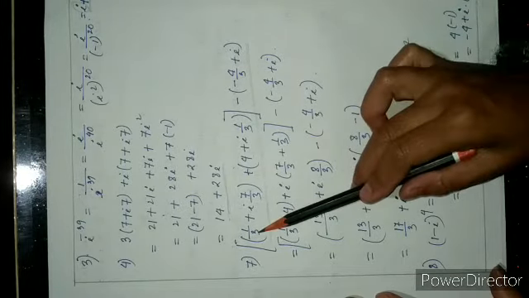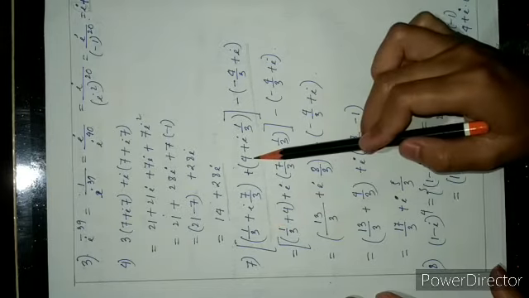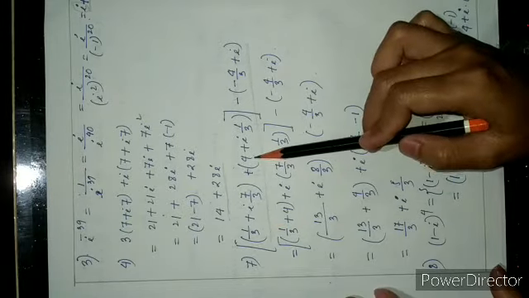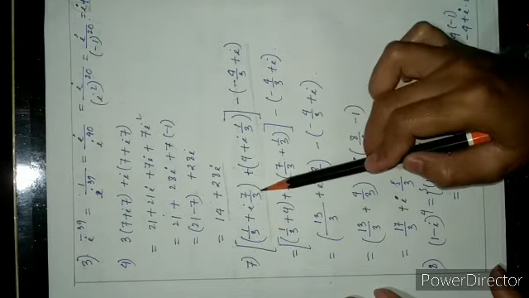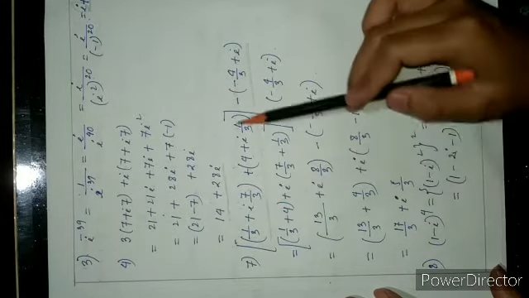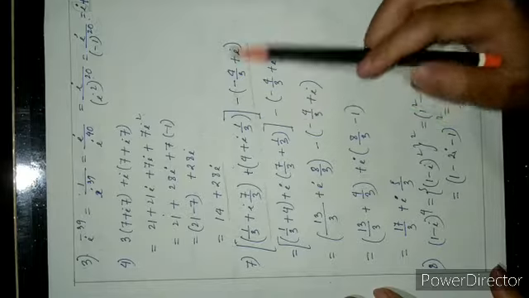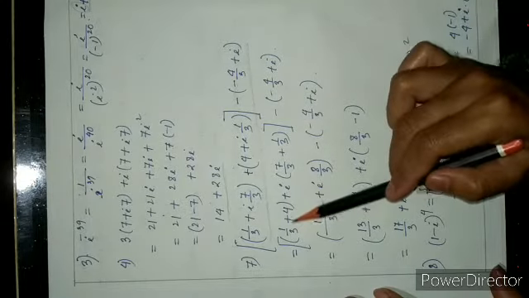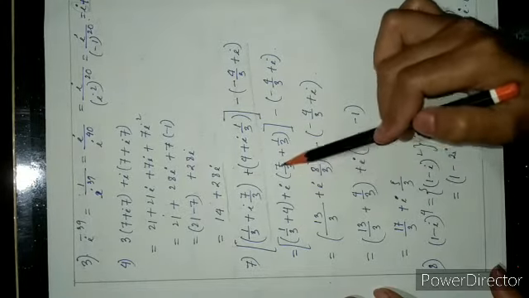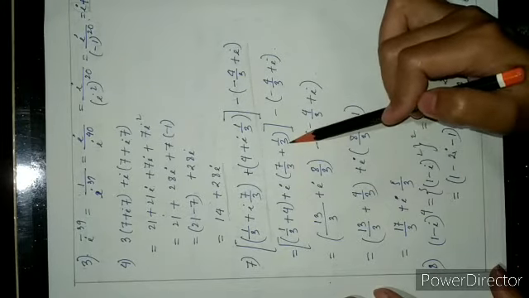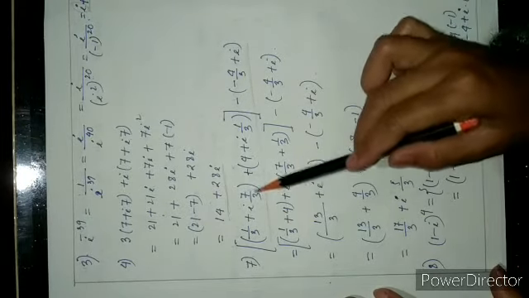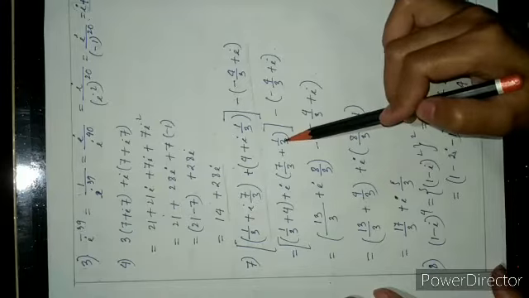1 by 3 is the real part of the first complex number, and 4 is the real part of the second complex number. 7 by 3 is the imaginary part of the first complex number and 1 by 3 is the imaginary part of the second. So we need to find 1 by 3 plus 4 and 7 by 3 plus 1 by 3, adding the real parts and the imaginary parts.